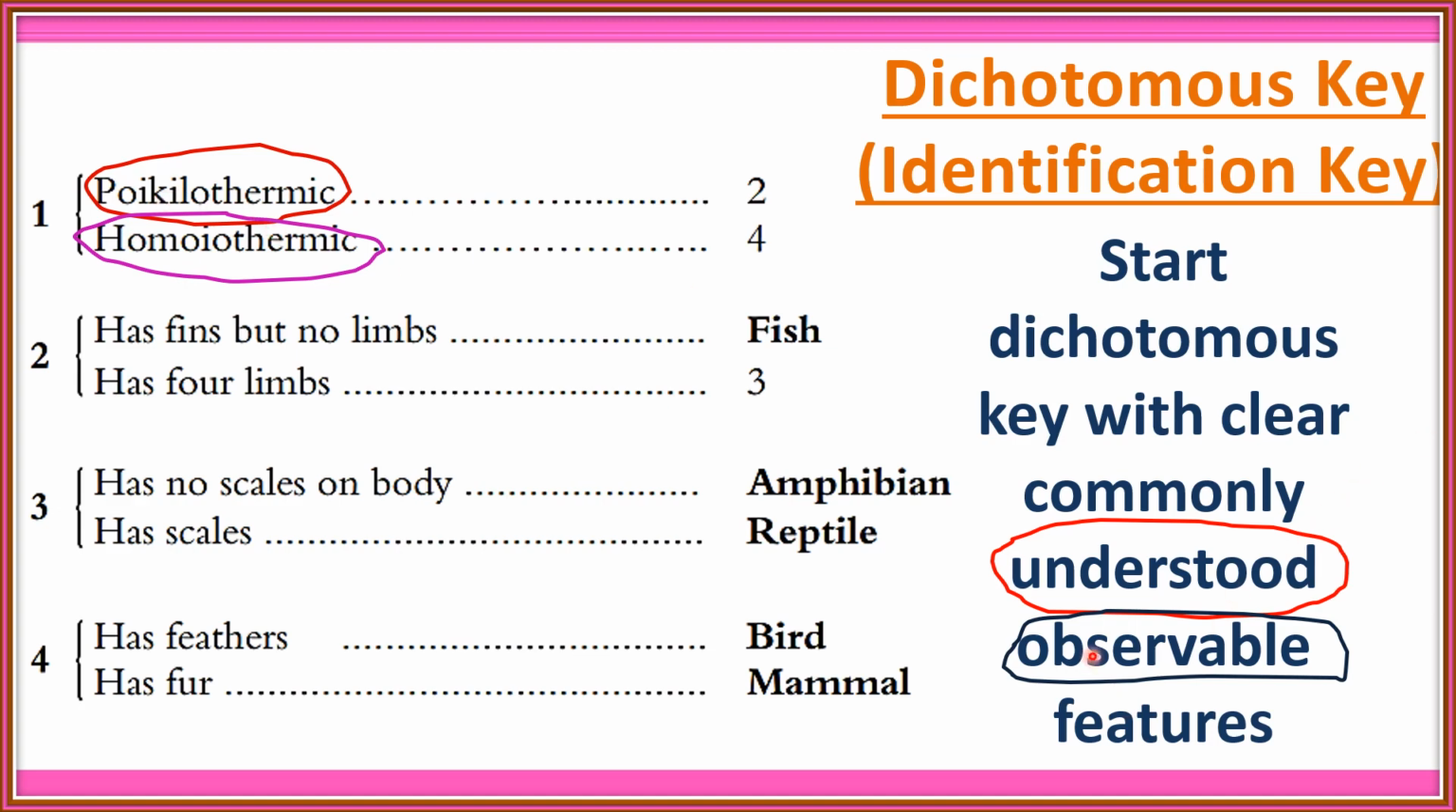But it should be observable. As we shall see later on, poikilothermic and homeothermic are not observable. Therefore, these ones may not be used here. But we are saying that you use those ones which are easily understood. Poikilothermic, they are cold-blooded. Homeothermic, they are warm-blooded.